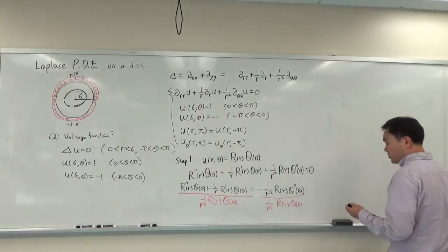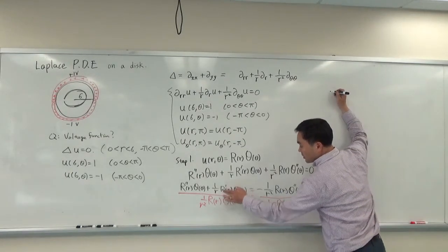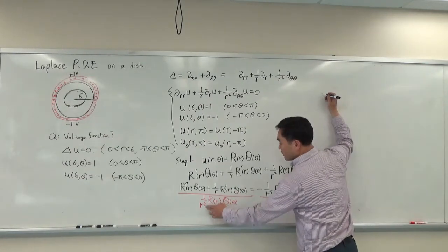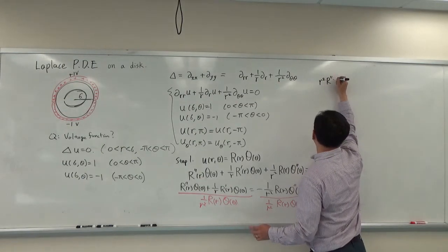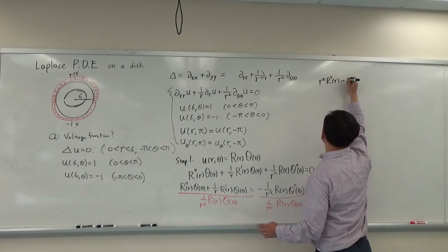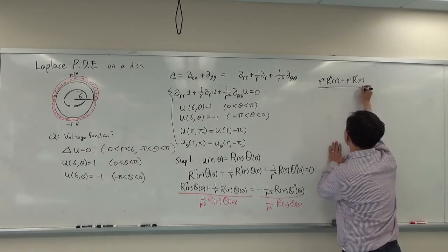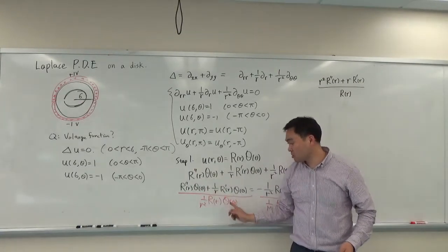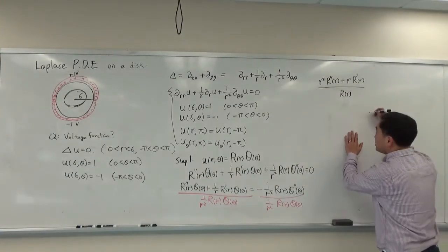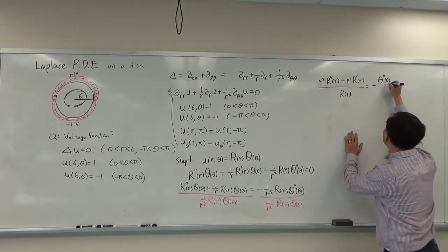And that gives us, let's see, the thetas cancel away, and you get r squared R double prime of r plus r times R prime of r over R of r. That's because I multiplied r squared top and bottom. I canceled out the theta. So that's what we have. On the right side, I have negative Theta double prime of theta over Theta of theta.